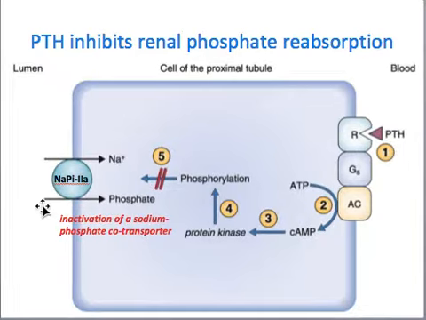So how does PTH inhibit renal phosphate reabsorption? When your PTH binds to your PTH receptor in your kidney, it sends a signal through your G protein, activating your adenylate cyclase, causing conversion of ATP to cyclic AMP, causing phosphorylation of several enzymes. And this eventually leads to the inactivation of your sodium phosphate cotransporter. So if you inactivate this, your phosphate will not be reabsorbed.